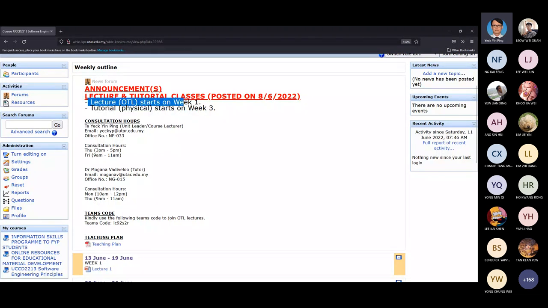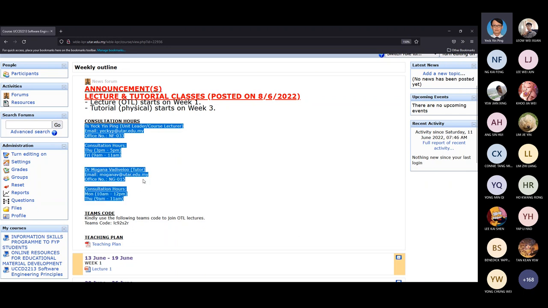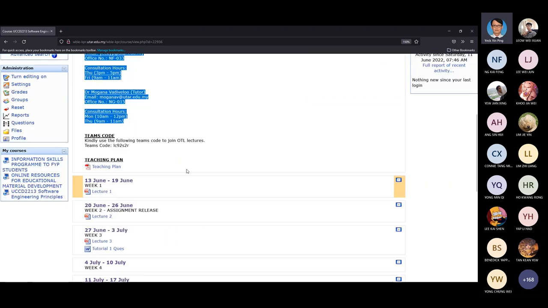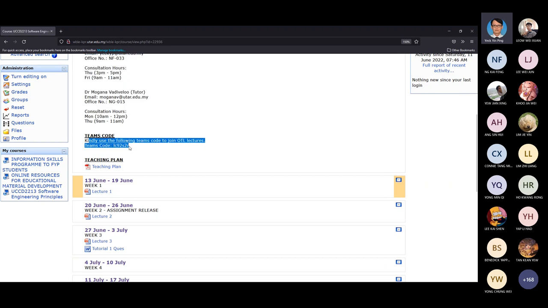The lecture will start on week one, and your tutorial is physical this trimester. All the tutorials for all the subjects will be in physical mode, and mine for Software Engineering Principles, or SEP for short, will start on week three. This is all the particular information. You should also be able to find the consultation hour here, and this is your class if you join using Teams, and this is the teaching plan.